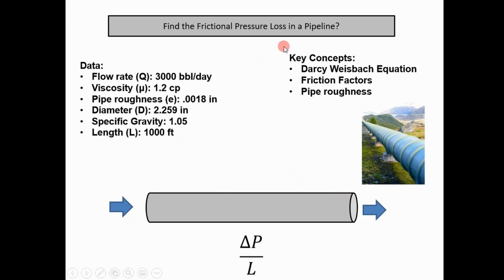Some key concepts I want to cover are the Darcy-Weisbach equation. This is the equation you use to calculate your frictional head losses. Friction factors, which are going to change depending on whether it's turbulent or laminar flow. And pipe roughness. So let's get started.